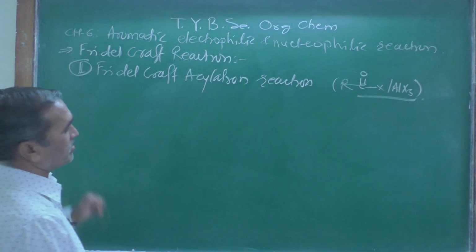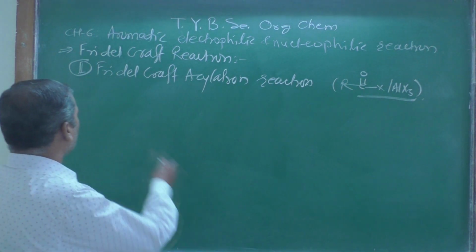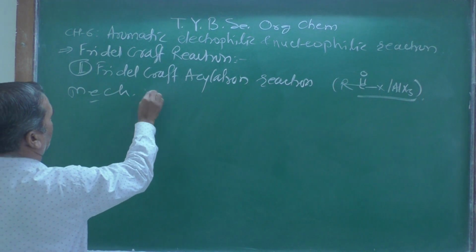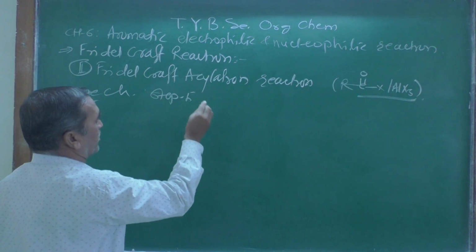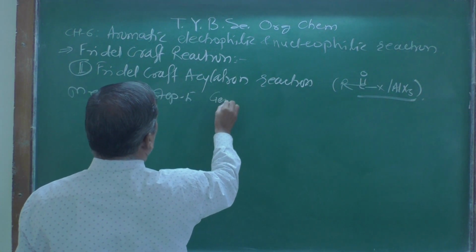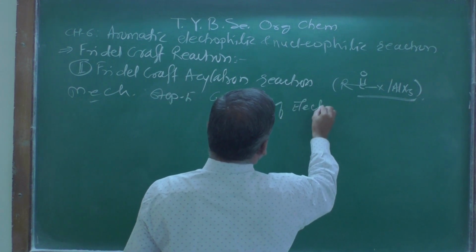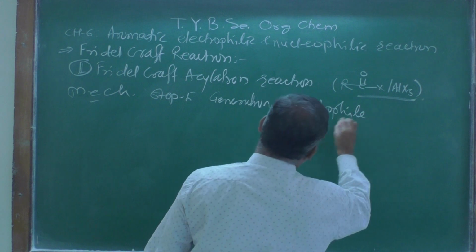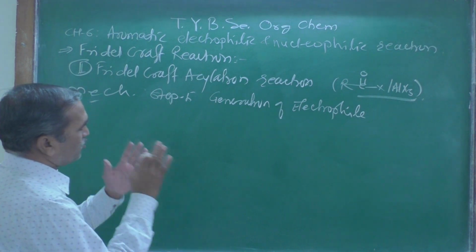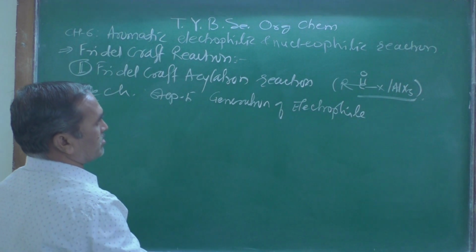The mechanism of the Friedel-Crafts acylation reaction also involves three steps. Step number one, as usual, is the generation of the electrophile. This electrophile is generated due to the presence of the Lewis acid. The Lewis acid used in this case is AlX3.